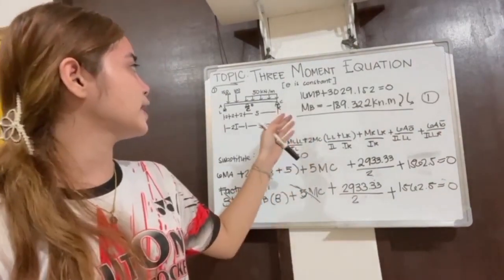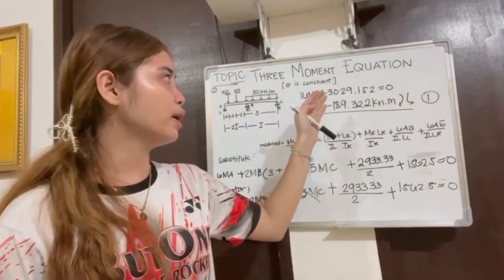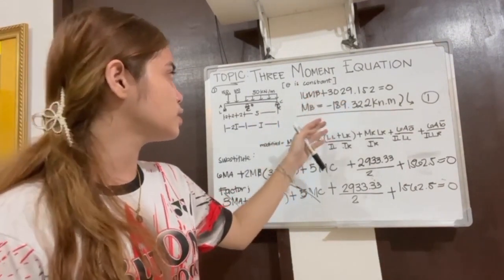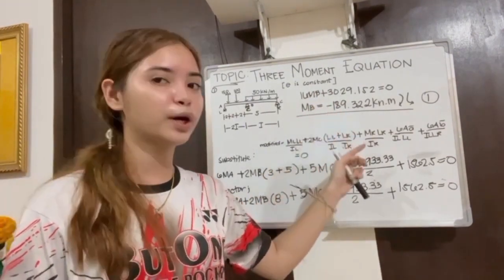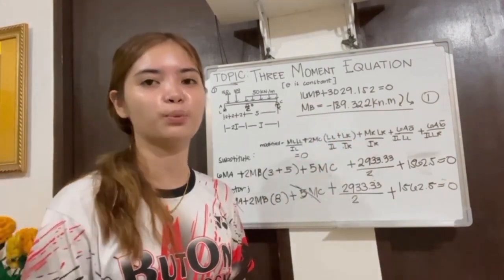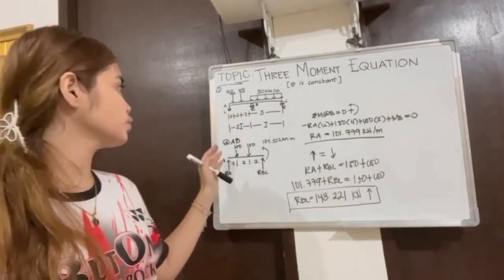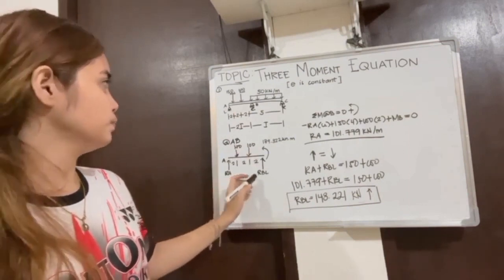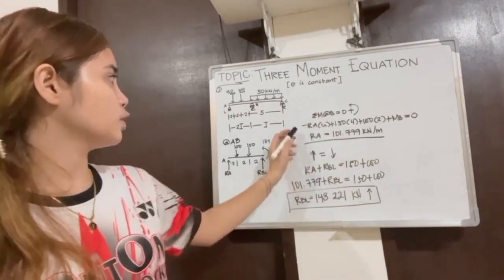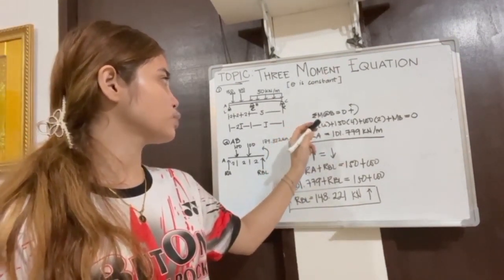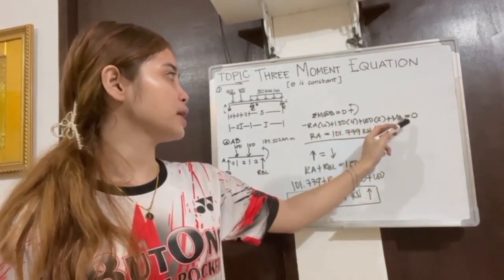To get the MB, i-shift solve lang nimo kaning 16 MB plus 3029.152 equals to 0. So mo nang i-come up ka og negative 189.322 kilonewton per meter. Muna ang atong equation 1. Since naa naman tayo MB, so if we compute all the reactions, magsugod ta at AB, so summation of moment at B equals to 0. So negative RA times 6 plus 150 times 4 plus 100 times 2 times MB equals to 0.